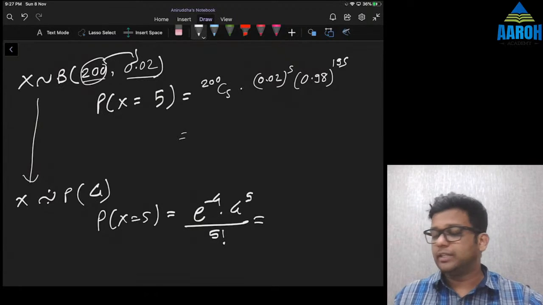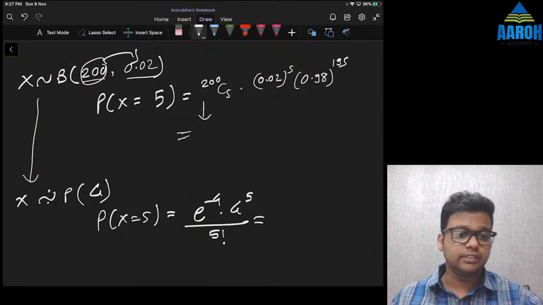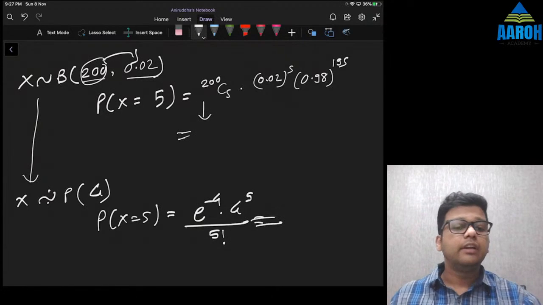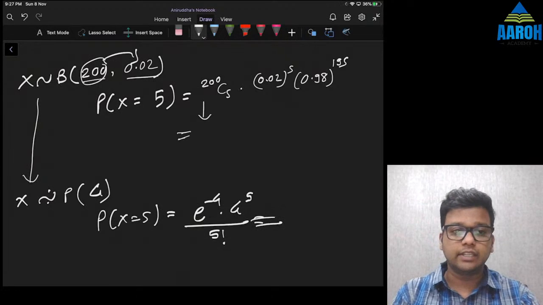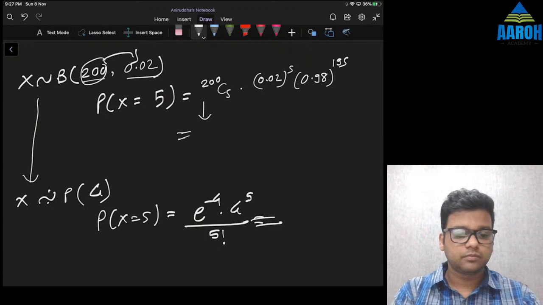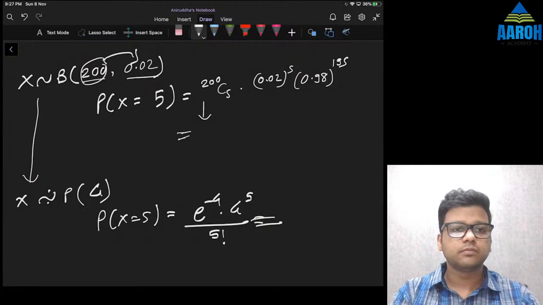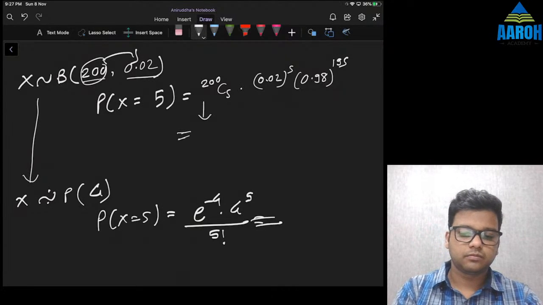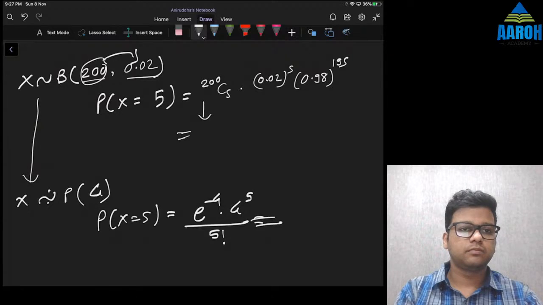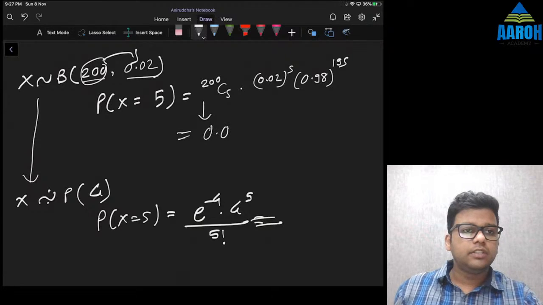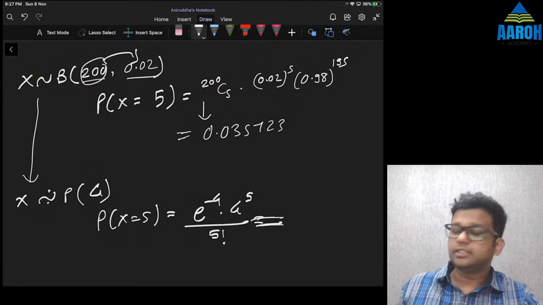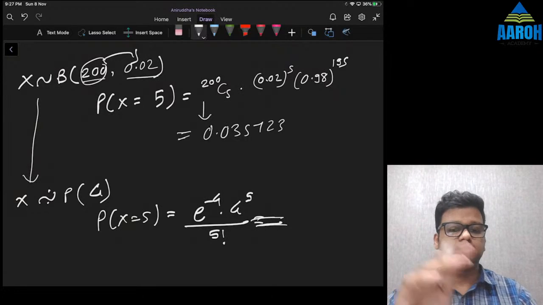This you can calculate. Can you try to calculate this? Till then, I'll tell you what is the exact value of this. Someone tell me what is the answer to Poisson. Till then, I'll tell you what is the answer to binomial after doing it on Excel. That can be done easily. This answer is 0.035723. Someone tell me what is this answer. It should be very close. Anyone?